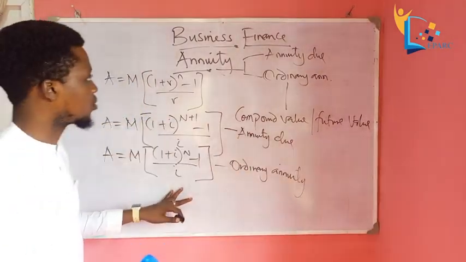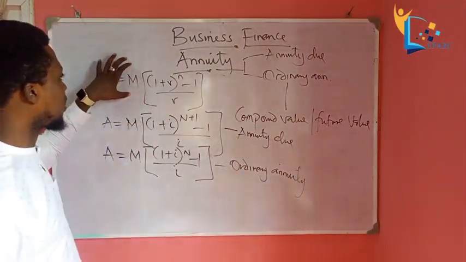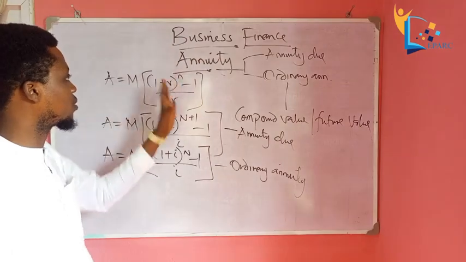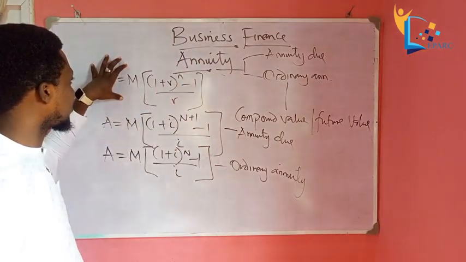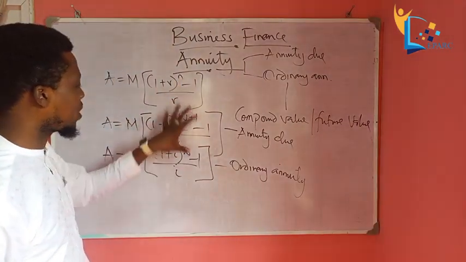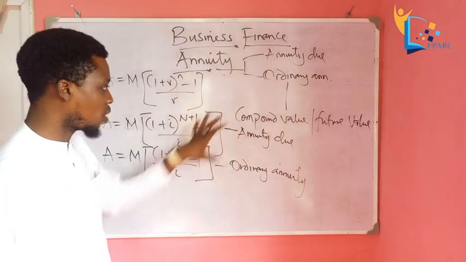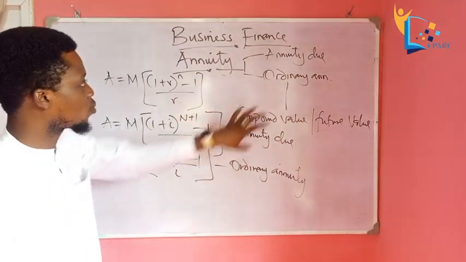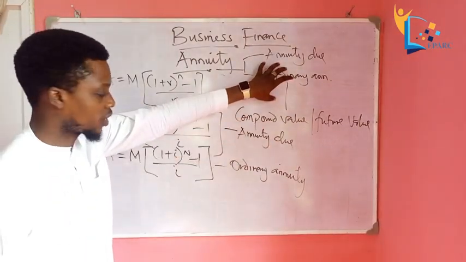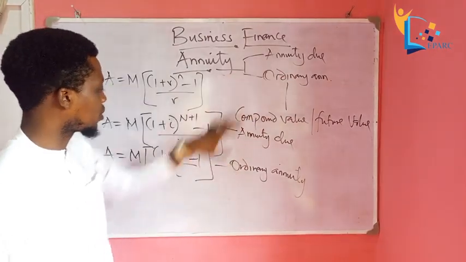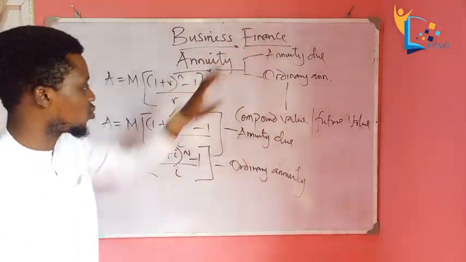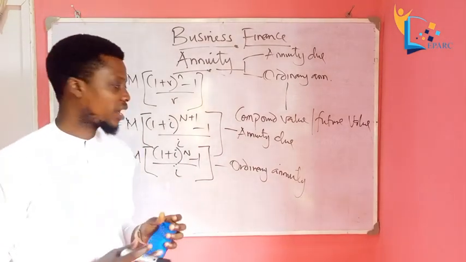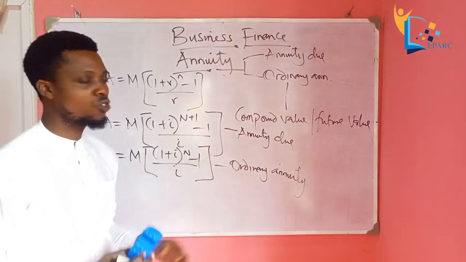Now, this one is when interest is compounded once in a year. You can use it to solve for any of them once in a year. While this one is when it is more than once in a year, where the first one is for annuity due and the second one is for ordinary annuity. Now, let me just give us the formula for all of them so that we go straight into solving one or two problems.